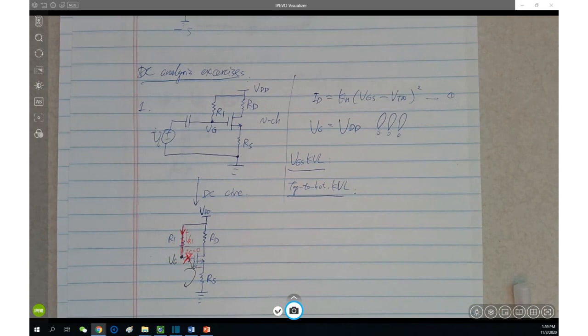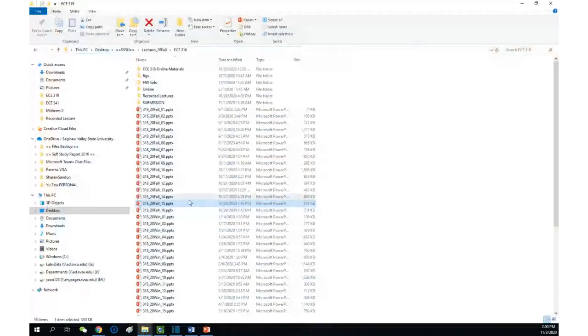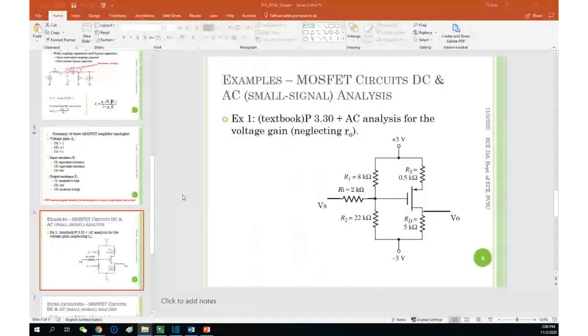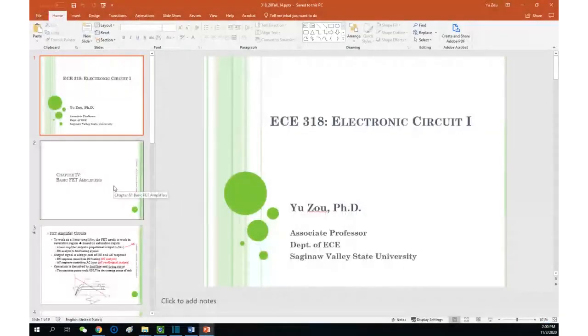So how do we know there's no current there? How do we know IG equals 0? Oh, IG equals 0. That's one of our DC analysis methods. It's one of the equations we have been using quite a bit.